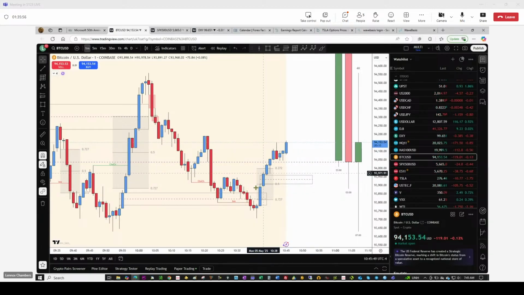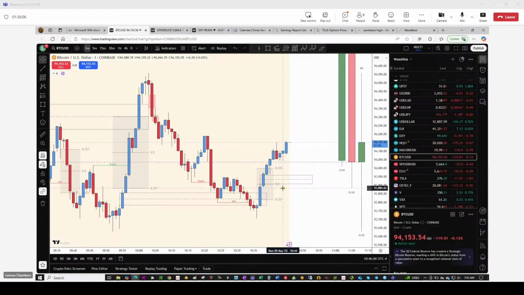So that was an unfortunate exit on my part here, because the expectation of a pullback has not occurred. The reason I'm expecting a pullback, of course, is because of our 1, 2, 3.